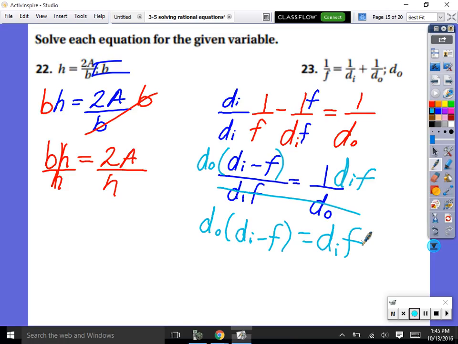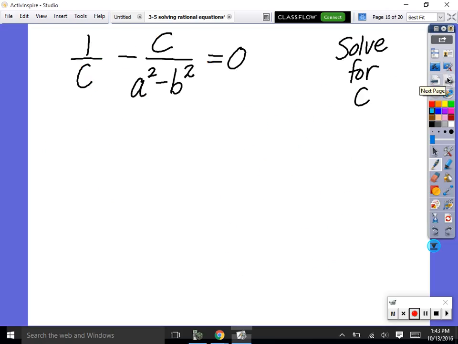What's my last step to get d naught alone? Divide by di minus f. Very good. Divide by di minus f. Now, can anything simplify there? No. That's a subtraction sign, right? So we're done. D naught equals that. Does everybody see how there could be a lot of room for error on algebra? Okay. Everybody look up here.